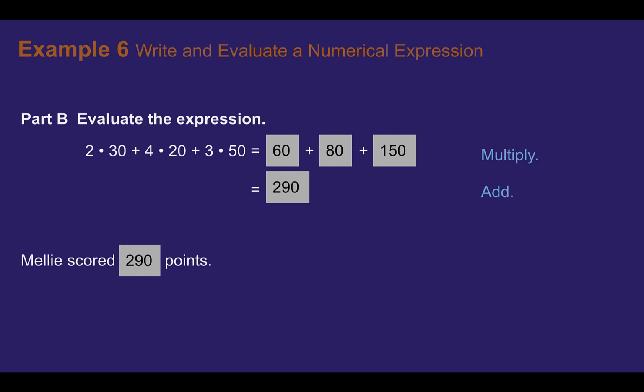If we were to just do everything from left to right, we would have 2 times 30, which is 60, plus 4, which is 64, times 20, which is 1,280. Definitely not the right score. In this context, it makes sense to multiply the number of points by how many times she got that first, then add those things together. It follows order of operations.